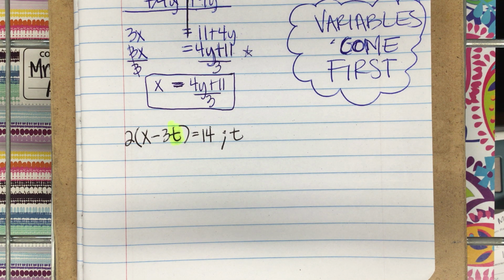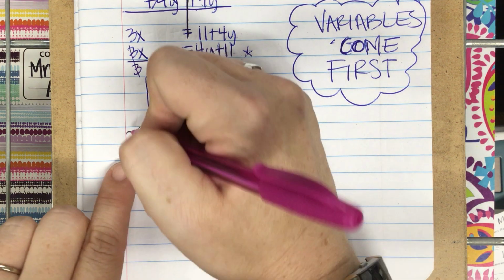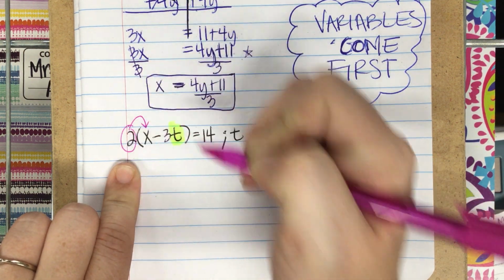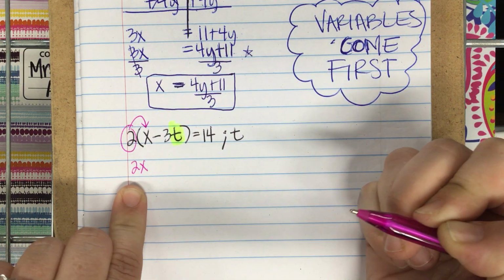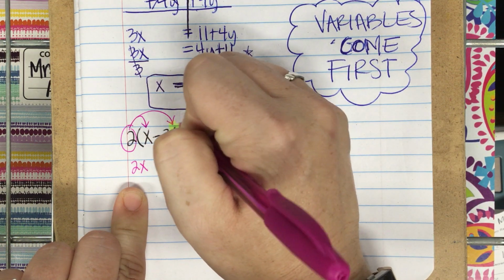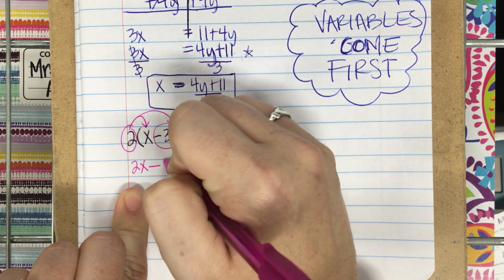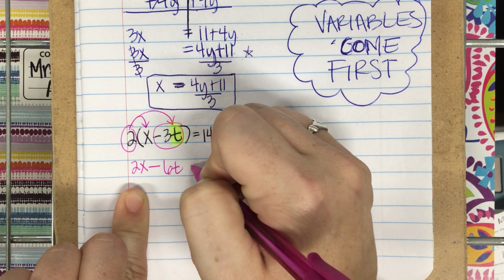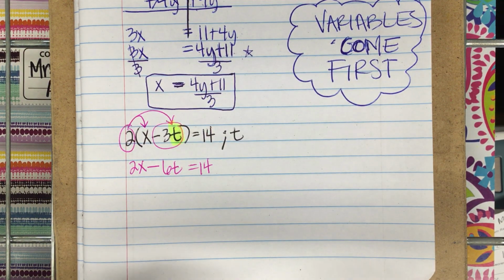Step number 2. Oh, we do have to do this one, don't we? Step number 2 that I wrote down on your notes. What'd you write down? Do I need to simplify? Meaning, are there parentheses or a denominator? And yeah, there are parentheses, so I'm going to have to distribute. 2x minus 6t equals 14. All right, so I simplified it. That was a little bit easier.